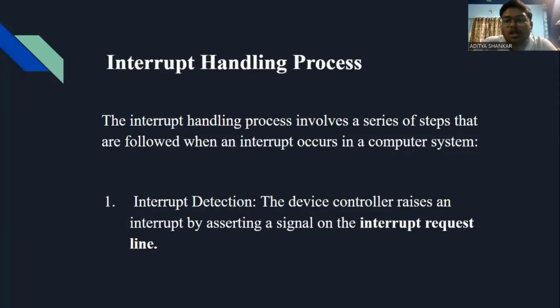Okay, interrupt handling process. Now let's see how the interrupts are handled by the processor. There are some necessary steps included in this. First is interrupt detection. There is an interrupt request line. This is the hardware which the processor checks every so often, for example after every execution of an instruction. If an interrupt is raised, the interrupt request line signals it.